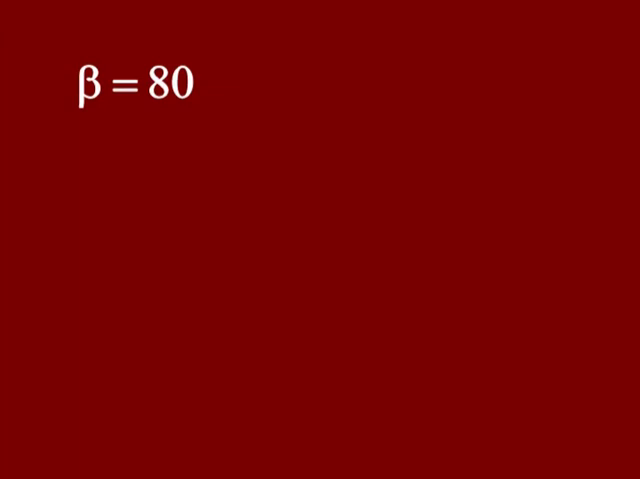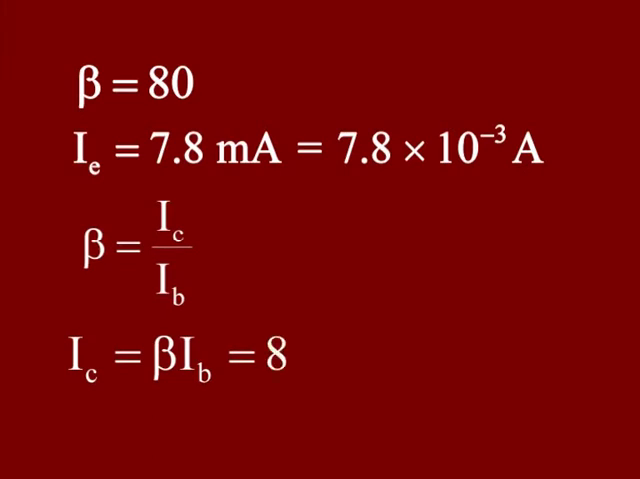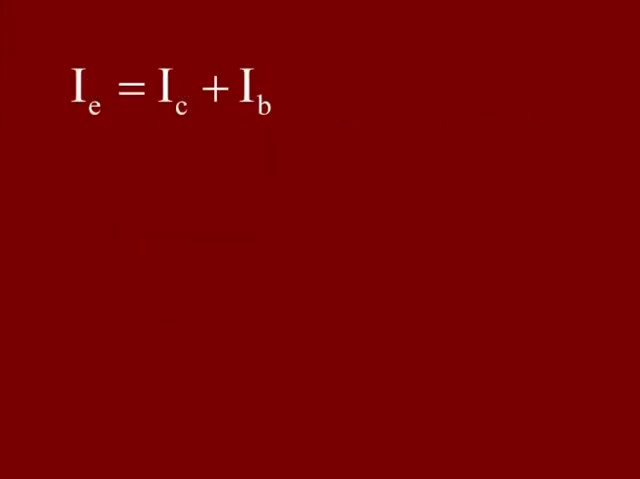Here, beta is equal to 80 and IE is equal to 7.8 milliampere or 7.8 into 10 raised to the power minus 3 ampere. To find out the values of collector and base current, we use the formula beta equal to IC upon IB, or IC is equal to beta into IB. That is, IC is equal to 80 into IB. Also, IE is equal to IC plus IB.